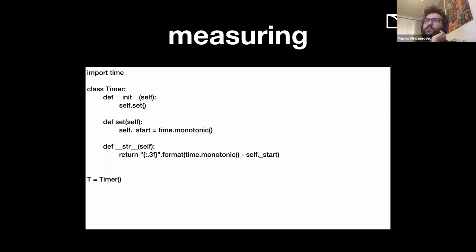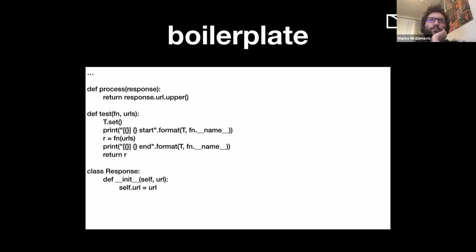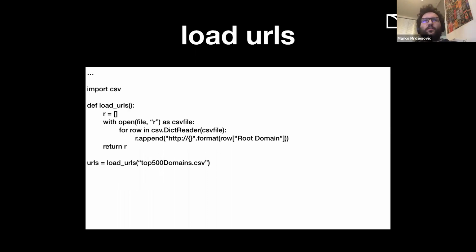All right, measuring: just a simple timer function. There's a bunch of them around, it doesn't really matter. Boilerplate code, the process function, the test function that is going to be showing the times. It basically just runs the function, and the response mimics the response of the requests package. Loading URLs with CSV. The file attached is downloadable from moz.com, top 500.